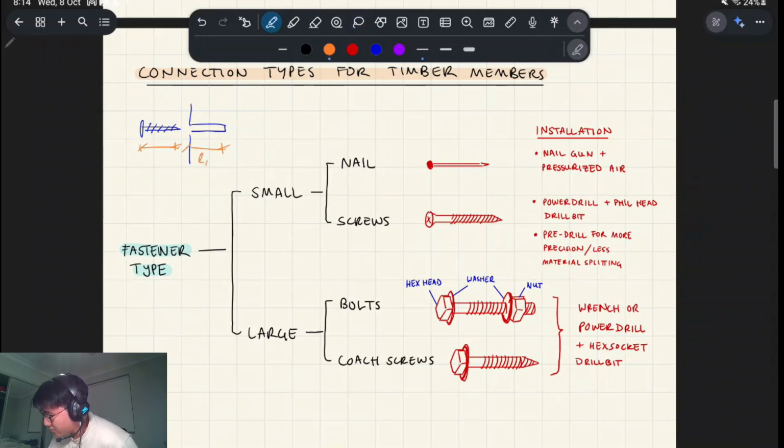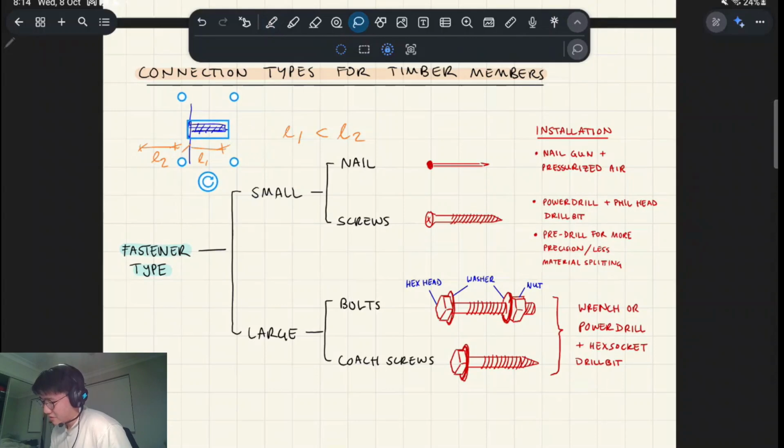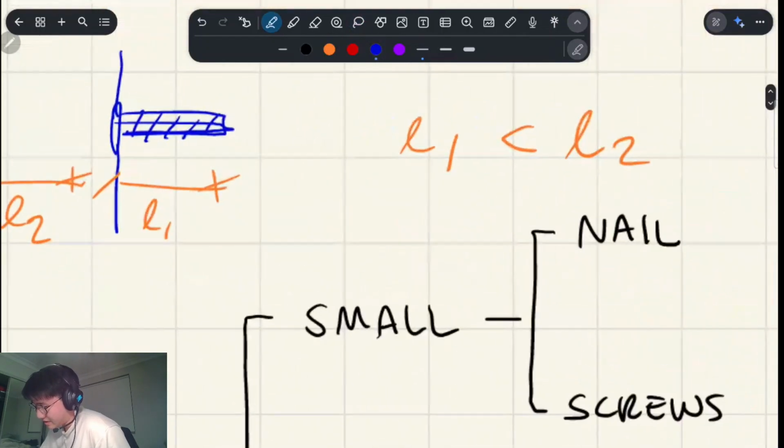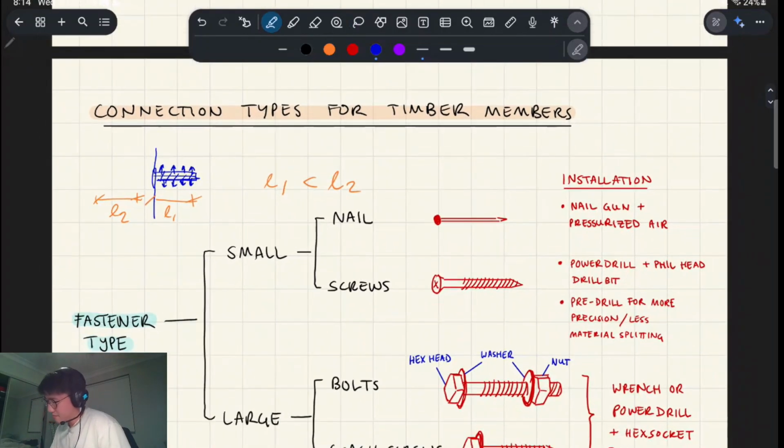So let's say L1, L2. You want L1 to be less than L2. This is not really in the course, but I just like talking about this stuff. So you drill that in so that it has something to sit on in the end, and that's the least amount of material displaced. What I mean by displaced is, because you pre-drilled it, there's no wood being pushed out in either direction, so there's less stress that you're imposing on the material.